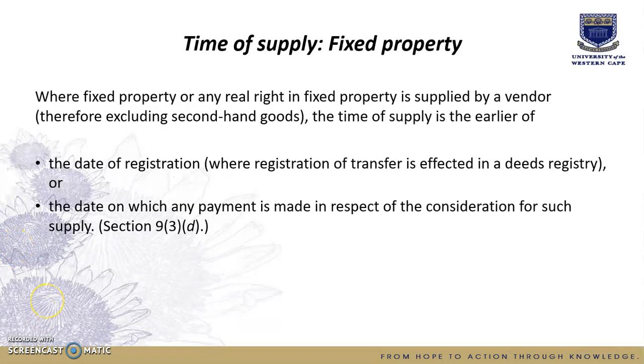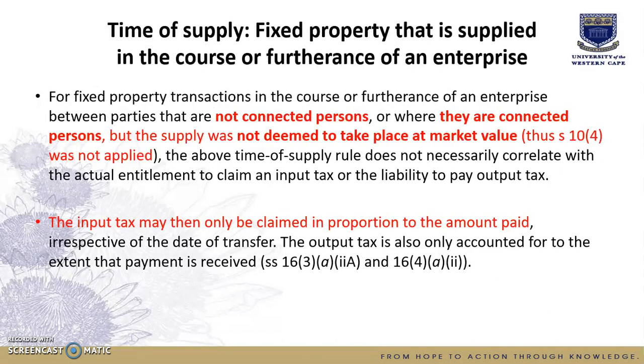The time of supply of fixed property. So when fixed property or any real right in fixed property is supplied by a vendor, therefore excluding second-hand goods, the time of supply is the earlier of the following: the date of registration, which is usually the date that we are going to use, where registration or transfer is effected in a deed registry, or the date on which any payment is made in respect of the consideration for such supply.